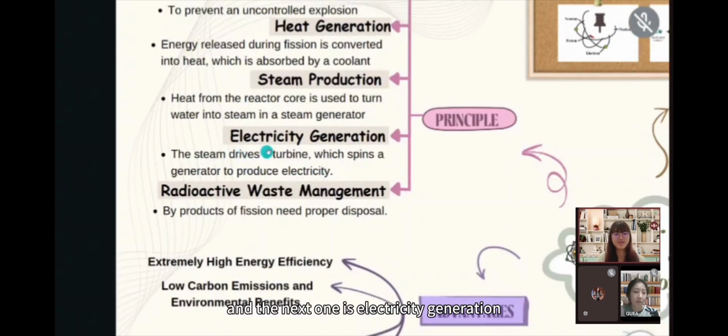And the next one is electricity generation. The steam drives a turbine connected to a generator, which converts mechanical energy to produce electricity. After passing through the turbine, the steam is cooled and converted back into liquid in a condenser, where it is ready for reuse in the system.